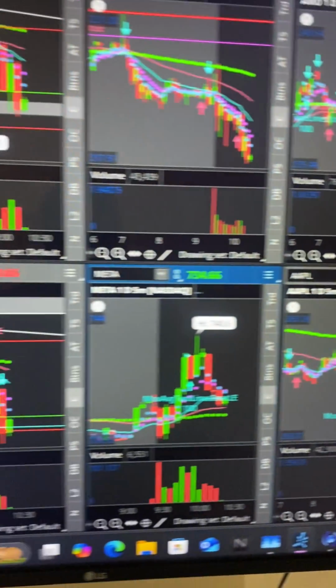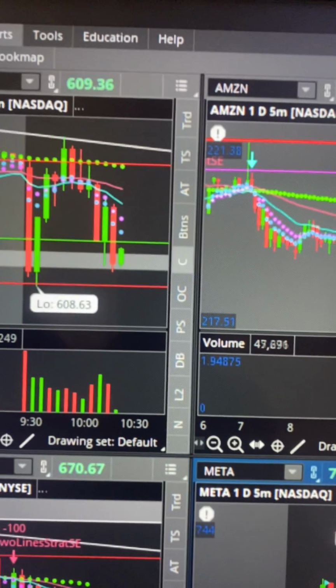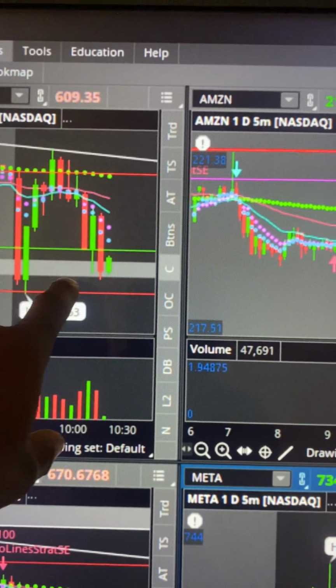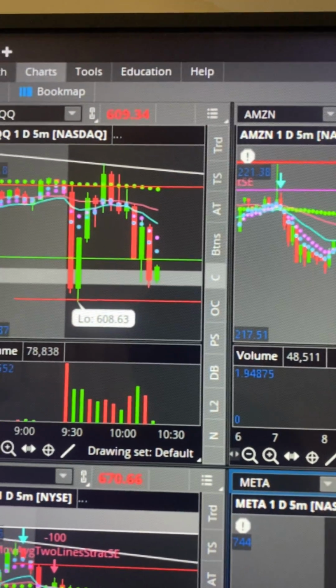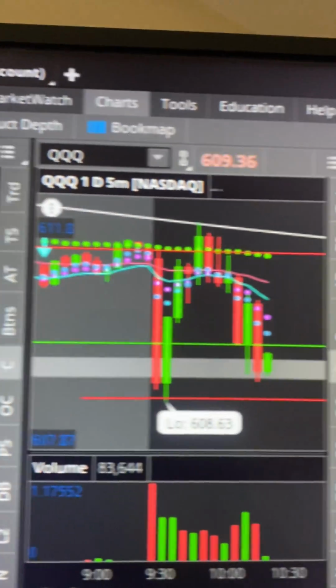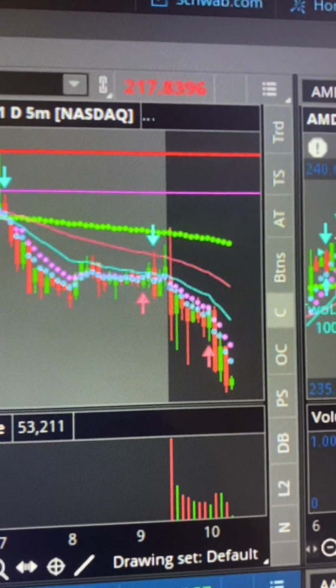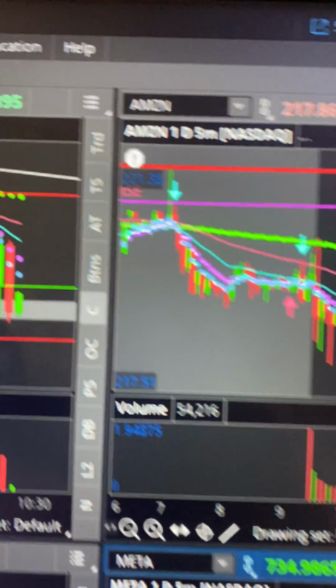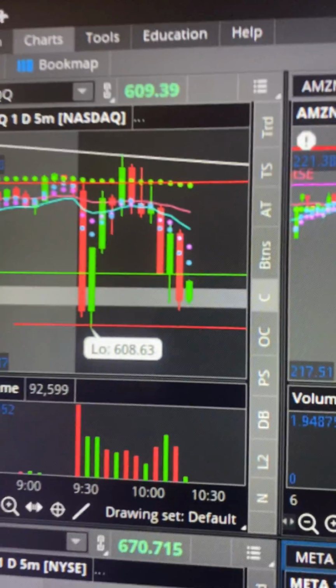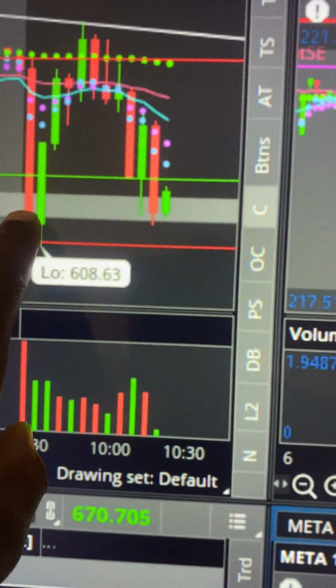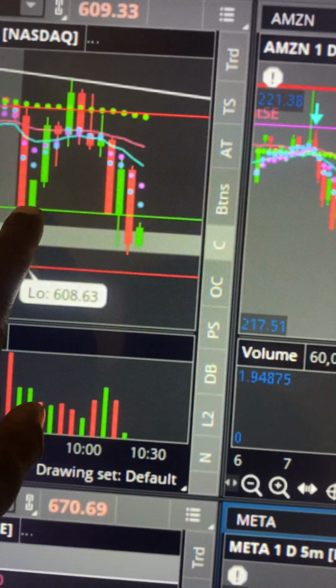And so I marked out these two red lines. This is like the opening 15 minutes. We're on a 5-minute chart. All these charts are 5 minutes, see right there, 5 minutes. So each one of these candlesticks represents 5 minutes passing.